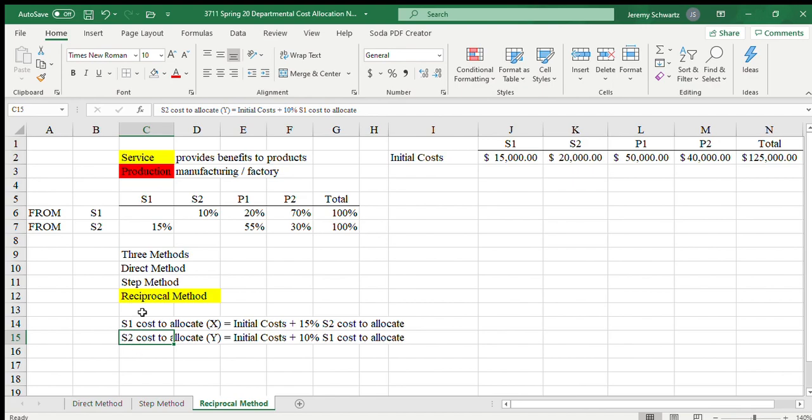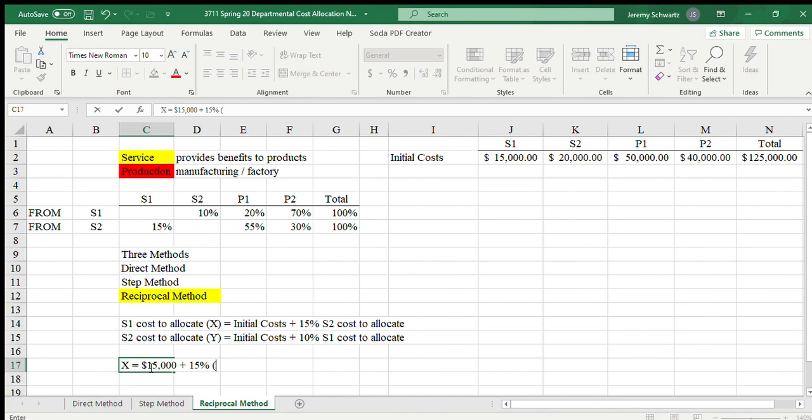So if we use the second equation in the first one, we would have X equals, well, S1's initial cost was 15,000 plus 15% of S2's cost to allocate, which is what we would have in that second line. So 15% of S2's cost to allocate, which would be S2's initial cost of 20,000 plus 10% of X.